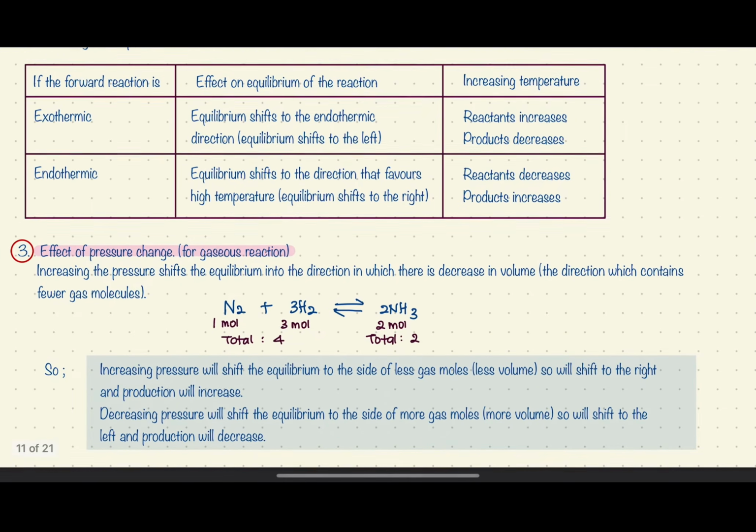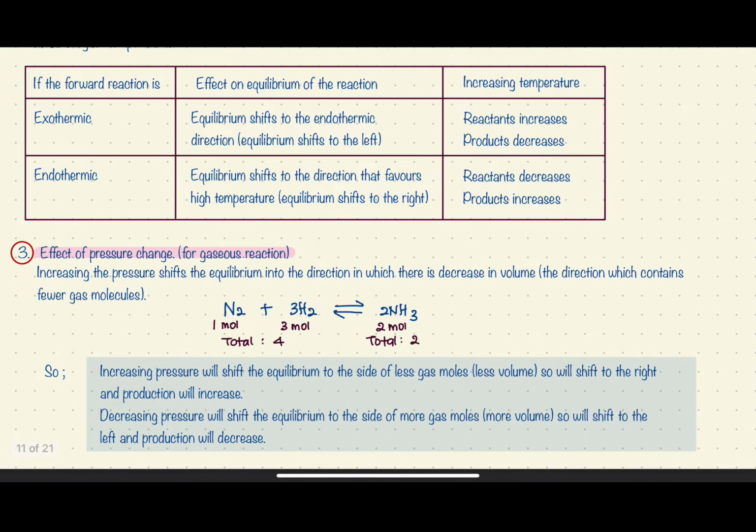The effect of pressure change on the equilibrium is different from temperature. When you increase the pressure, the equilibrium will shift in the direction where there is a smaller number of moles. So for example, as you can see here, the product has 2 moles, whereas the reactant has a total of 4 moles. So if you increase the pressure, it will move to the side with fewer moles. That means your equilibrium in this example will move towards the right, which is towards the yield.